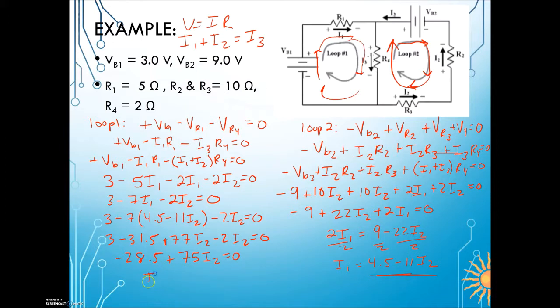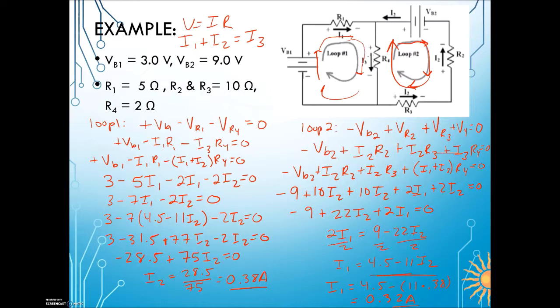All right, that means that I2 is equal to 28.5 divided by 75, which is 0.38 amps. Now I just go and plug it in here. I can find out what I1 is by taking 4.5 and subtracting the quantity of 11 times 0.38, which gives me a value of 0.32 amps. So now I know what I1 is. And notice they're both turning out positive, so I guess the correct direction.